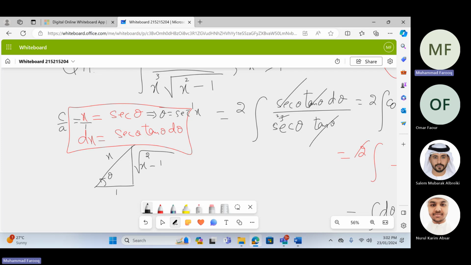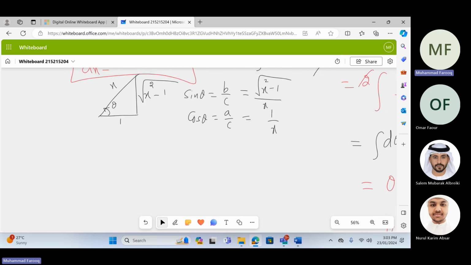What do I need from that? Sine and cosine. Sine theta formula is B over C. What is my B in my right triangle? The square root of x squared minus 1, divided by C, which is x. I need cosine. Cosine formula is A over C. My A is 1, and C is x. Please put down these values in your answer: square root of x squared minus 1 over x, and 1 over x.